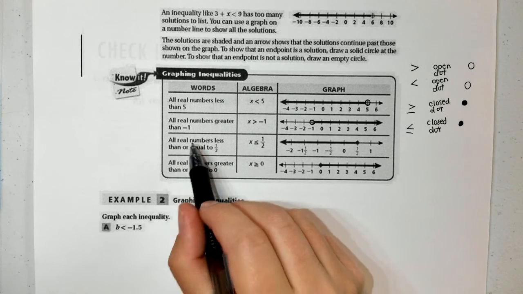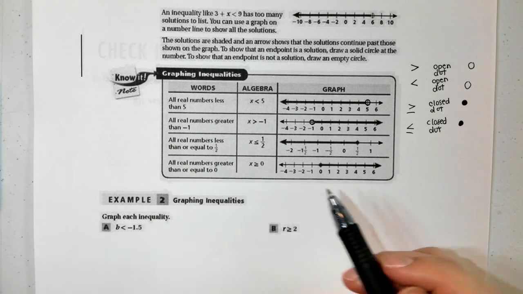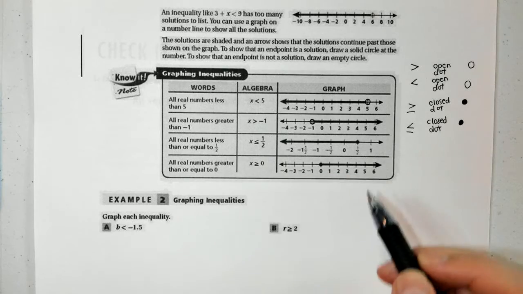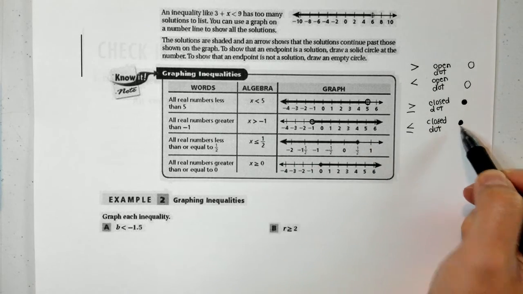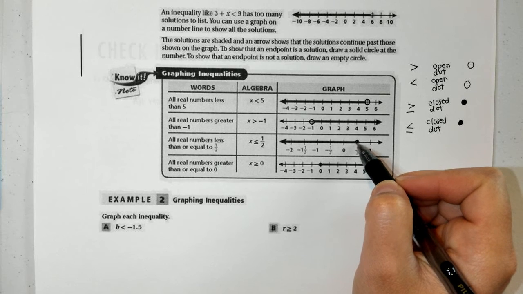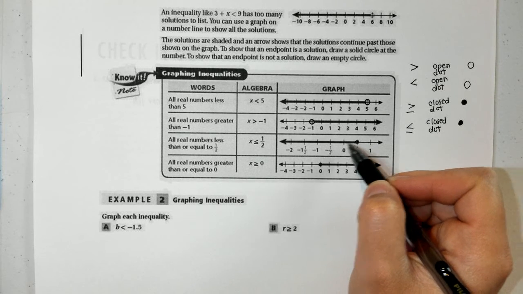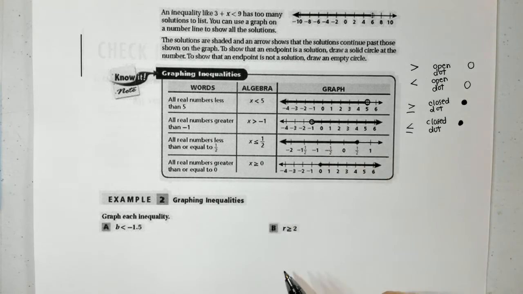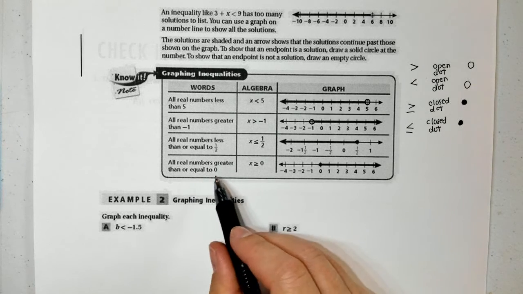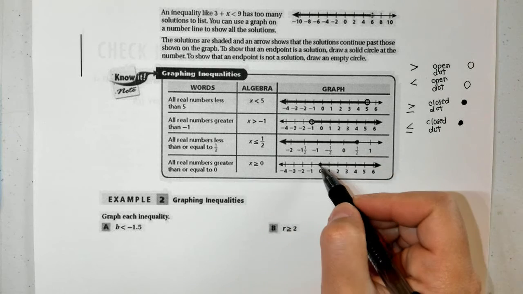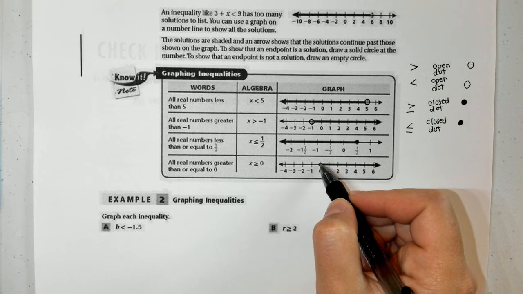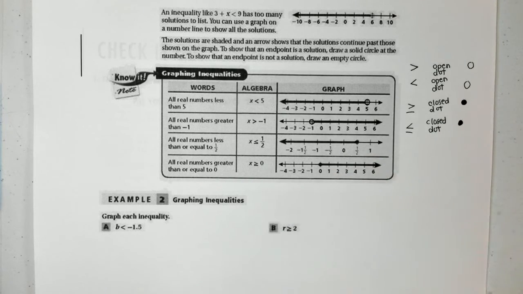The third one, all real numbers less than or equal to 1/2. x is less than or equal to 1/2. 1/2 is my important number. I have an equal to, so a closed dot. The dot's filled in, and then we're shading to the left, and the arrow goes to the left. All real numbers greater than or equal to 0. x is greater than or equal to 0, so my important number is 0. The dot's filled in because I have equal to, and shading to the right.